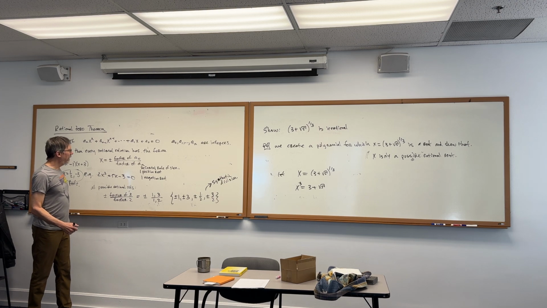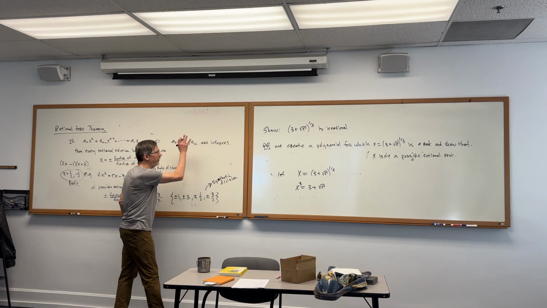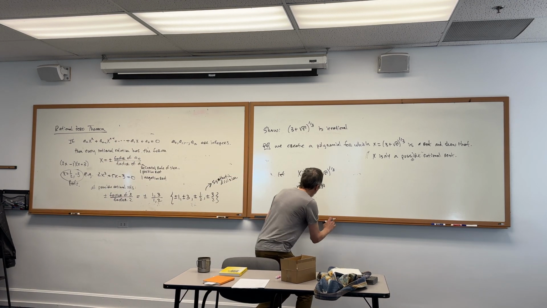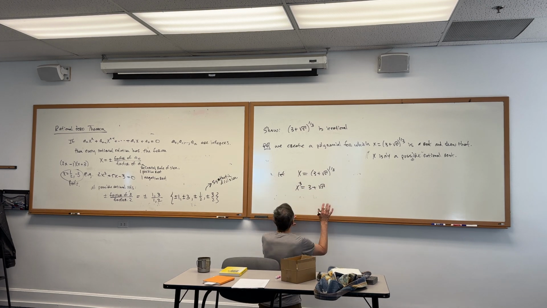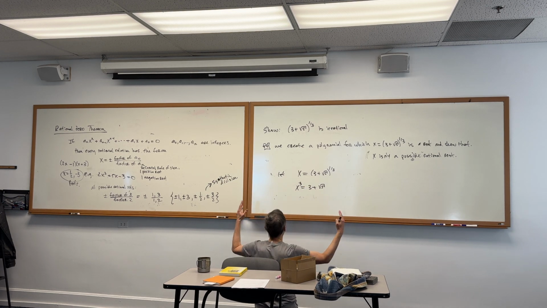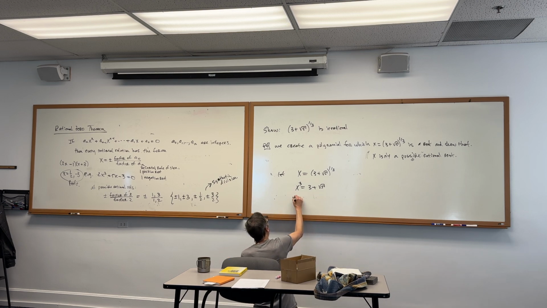Actually, sorry, yeah, they're integers. Yep. So I'm looking to get an equation where I don't have a square root of 5 as one of my coefficients. So what I'm going to do next is subtract 3 from each side, and then I'm going to square each side.